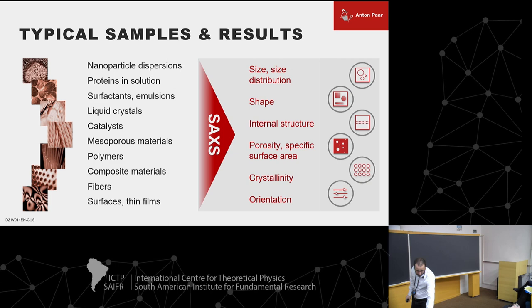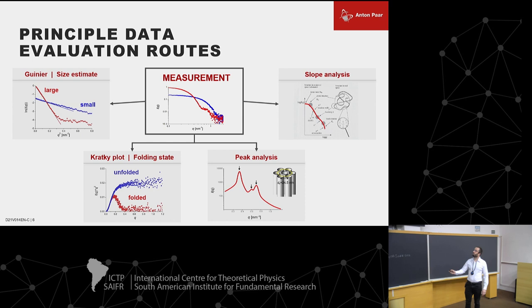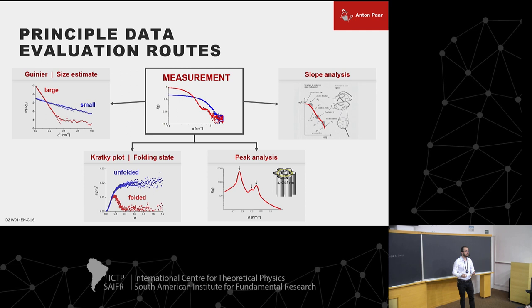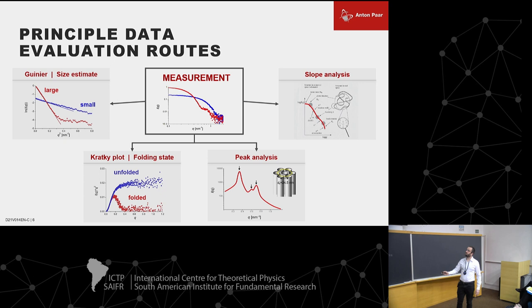From the main measurements, we can use different regions of the plots and also different software to extract different information from these curves, right? The most basic is the Guinier region, right at the beginning of the curve, where you can estimate the size of particles, for example. Then we have the Kratky plot, which is normally used for determining the folding state of polymers, proteins, or enzymes. Then we have the peak analysis, the convolution of peaks, normally used to determine external structure, specific surface area, and porosity of materials. And we have the slope analysis of the whole curve, where we can determine the morphology, the shape, of the material you are analyzing.